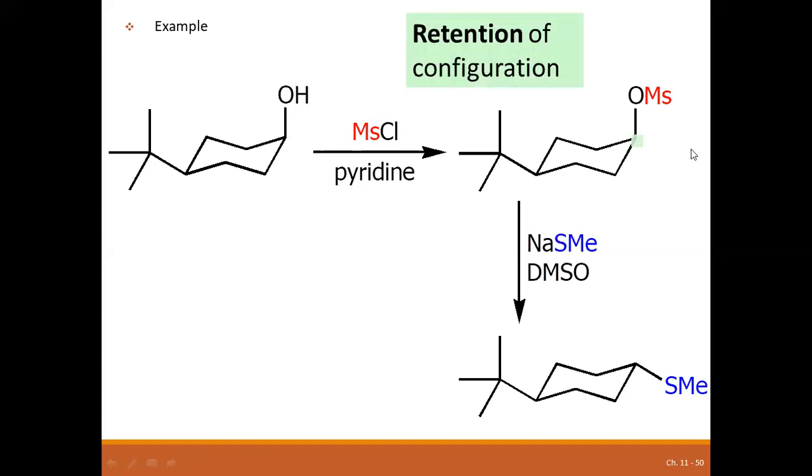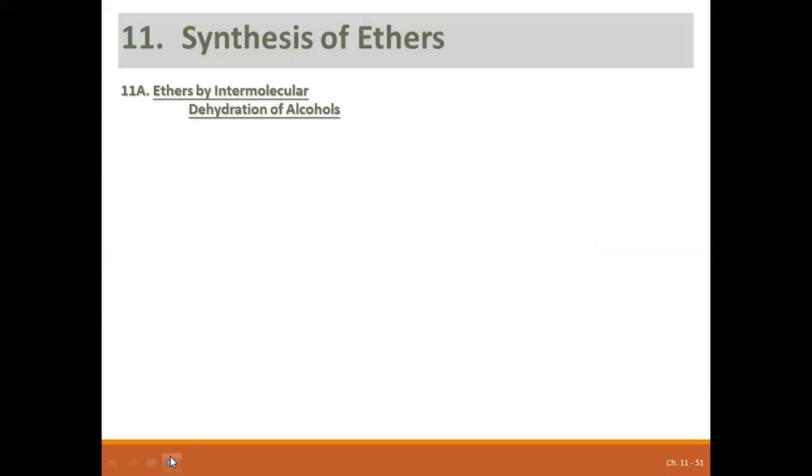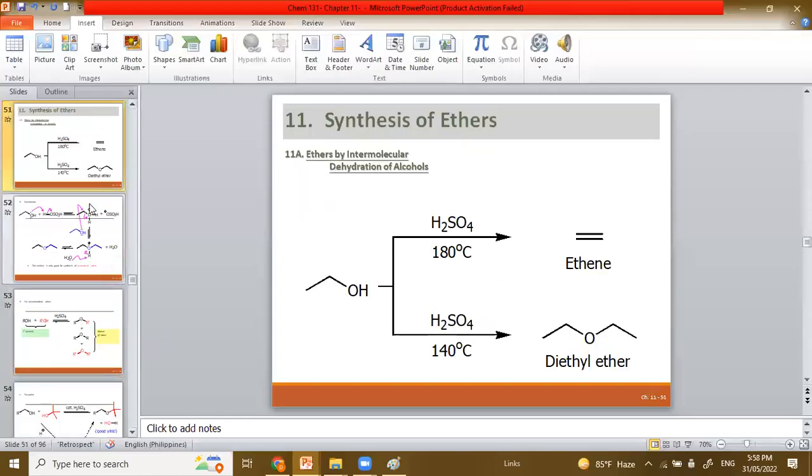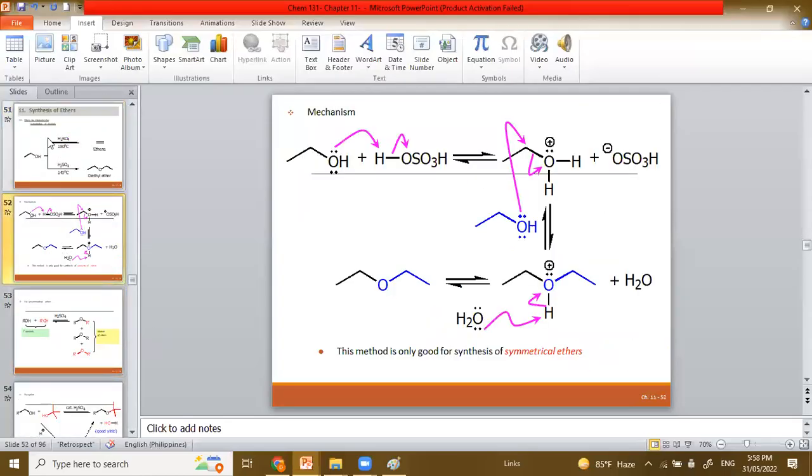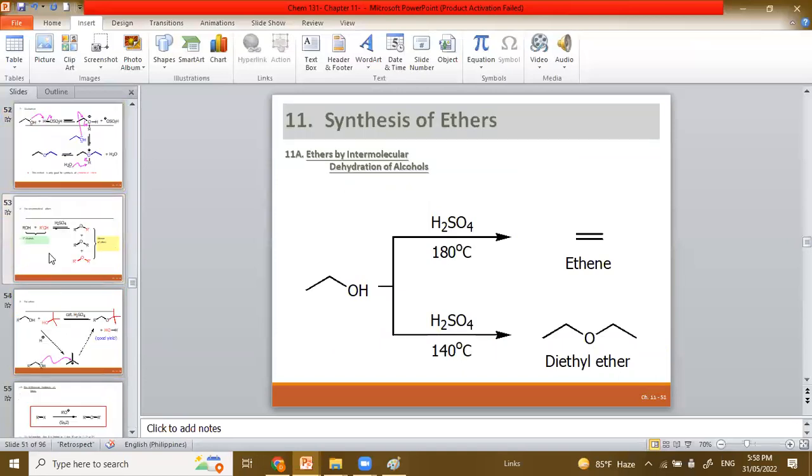Again, here we are still derivatizing. There is retention of configuration, but once you do the substitution reaction, there is inversion of configuration at this carbon. Okay, so I think we're done with the reactions of alcohols. Now we can proceed with the reactions of ethers.